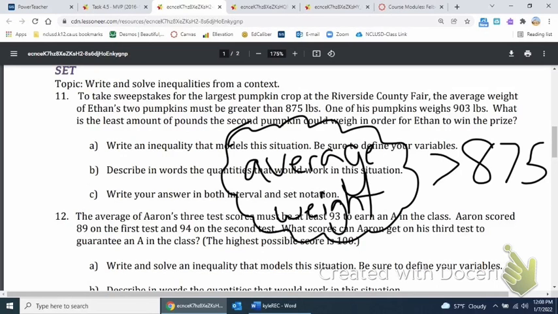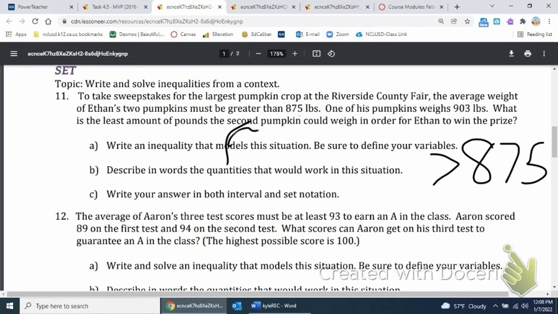So if I'm writing the average, like Bryson said, there's only 2 of them, so we're going to add up the 2 pumpkins. The first one was 903. The second one we don't know, so we'll put 903 plus X. And then we have to divide it by 2 because there's 2 pumpkins. So now, after we read through the whole problem, we've used every single number that the problem gave us. All the information, we used it to make the inequality. Now we just have to get X by itself, and that'll tell us how much the pumpkin would have to be to make sure it's bigger than 875.